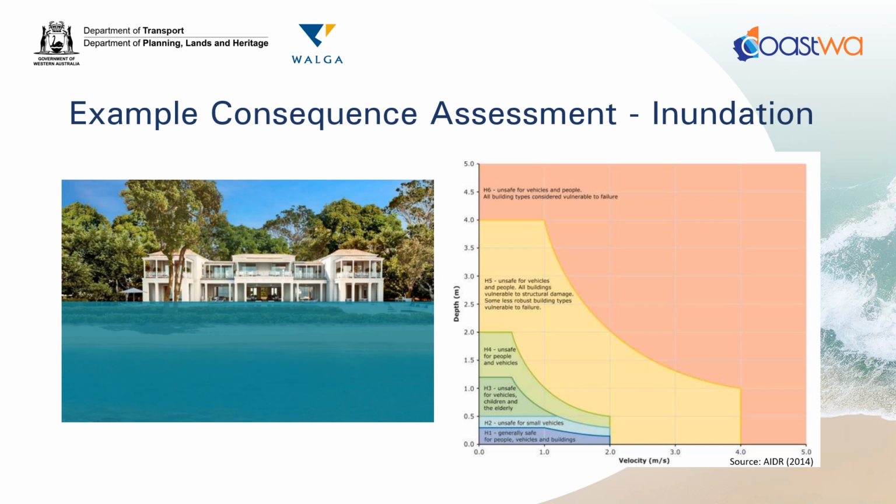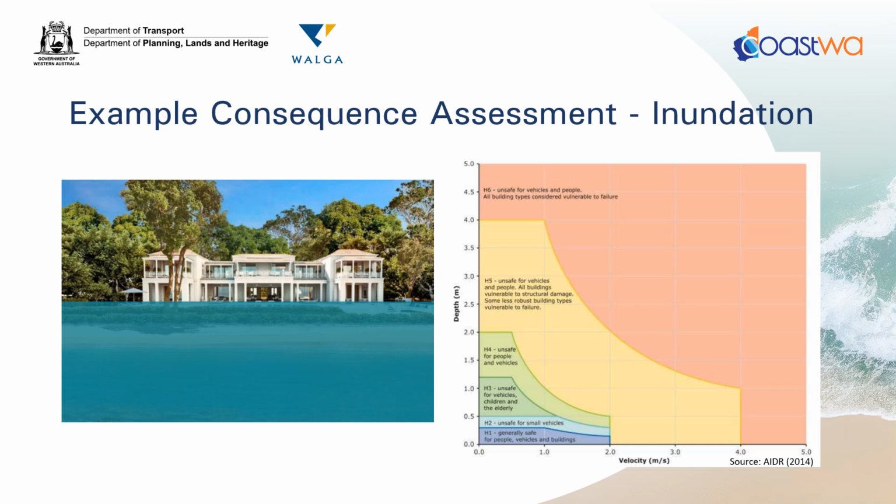So one of those is some work that was put together by the Australian Institute of Disaster Resilience. And what they tried to do is look at the depth of inundation and then any current speed associated with that to make an assessment of what kind of damage to property and or risk to life there could be associated with different depths and current speeds.